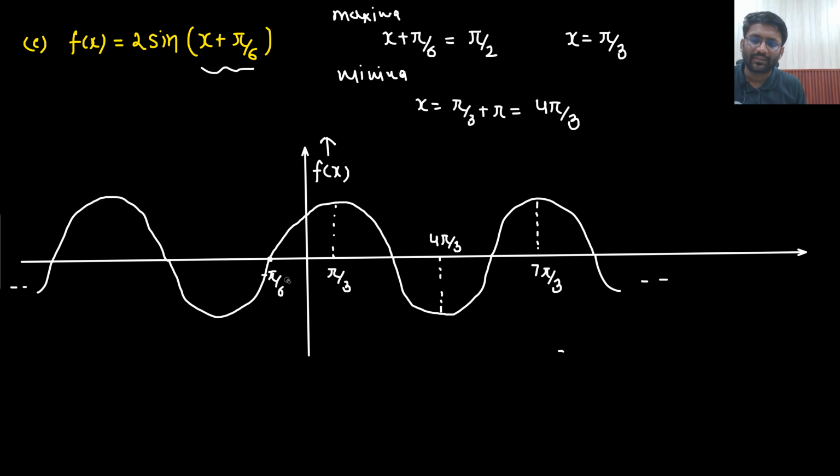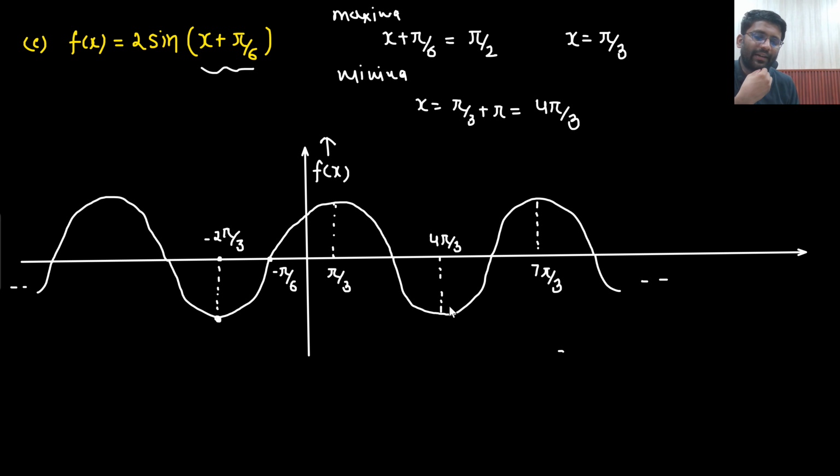Right? And this was pi by 6 only. Now if this is the maxima, what will be this point? For maxima, pi by 3 minus pi, right? This point is backward, no? This point is actually minus pi by 6. Sorry guys, this is minus pi by 6. So from pi by 3, go backward by pi. So this point will become minus 2 pi by 3, and so on.